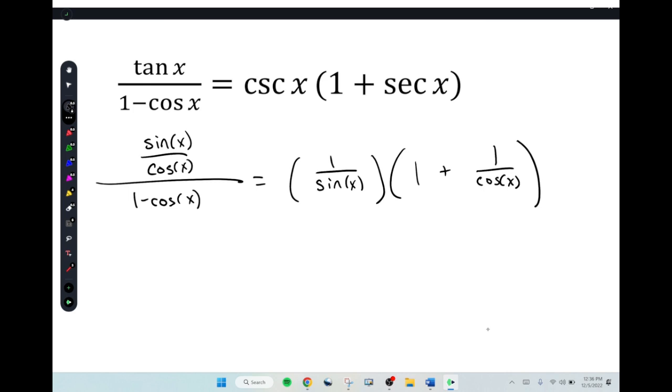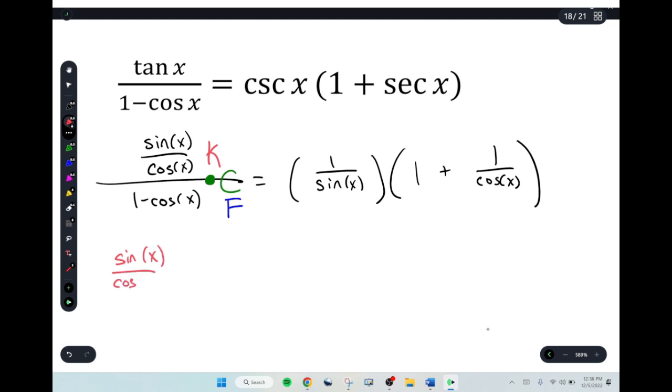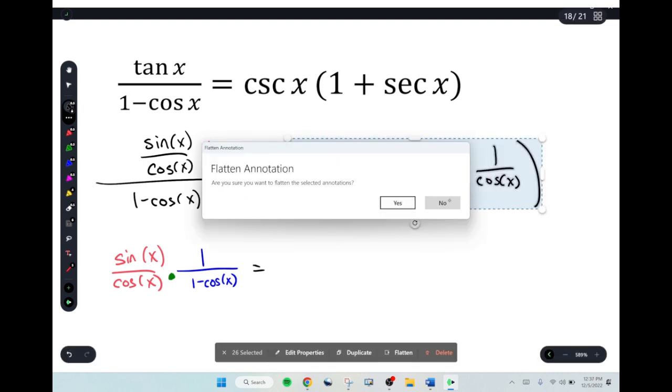Keep, change, flip, I suppose. One at a time. Just do one thing at a time. Keep the top fraction. Change division to multiplication. Flip the bottom. So you get sine of x over cosine of x, times 1 over 1 minus cosine of x. And then I'm going to leave all this the same for now. I'm not going to be a hero and try to do too much all at once.